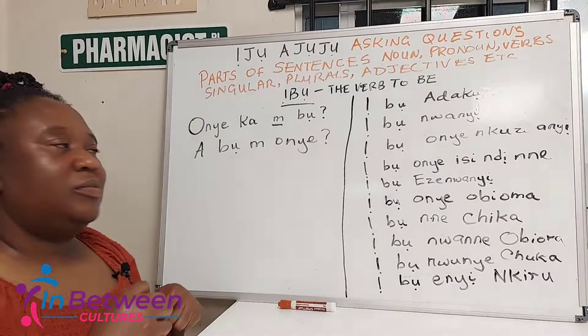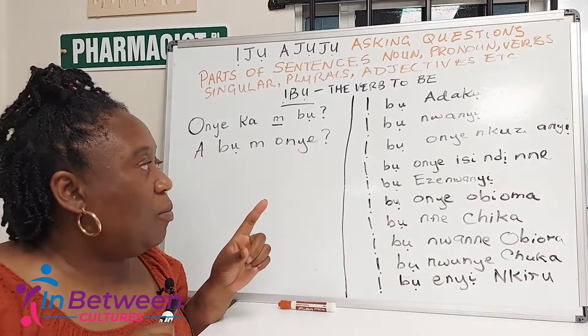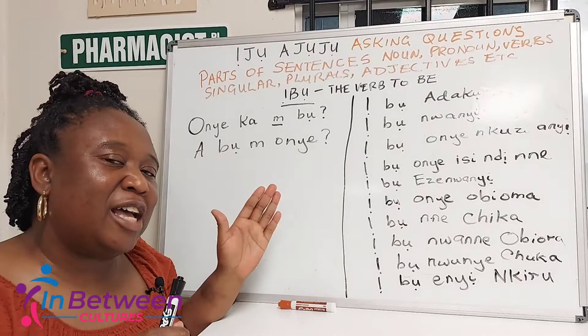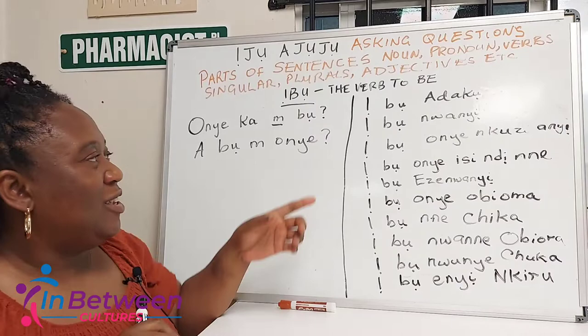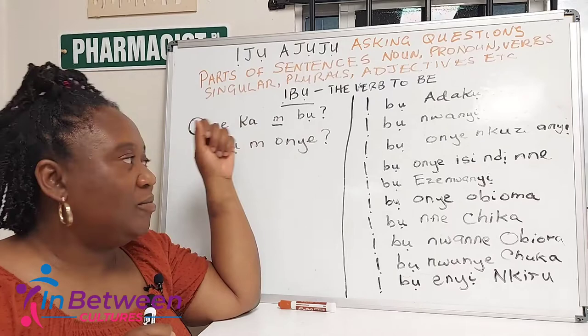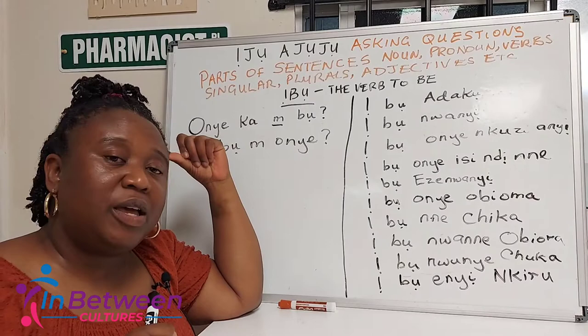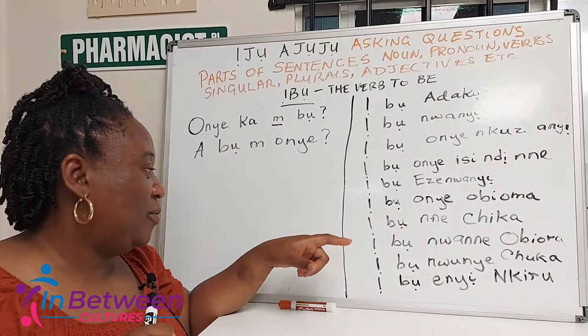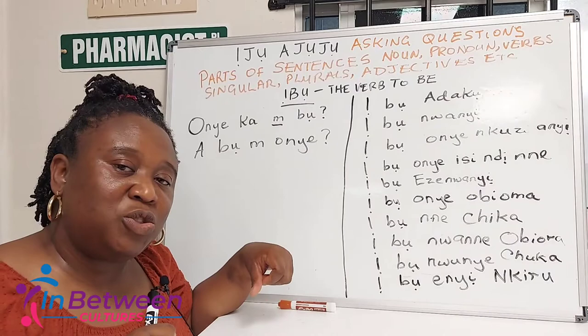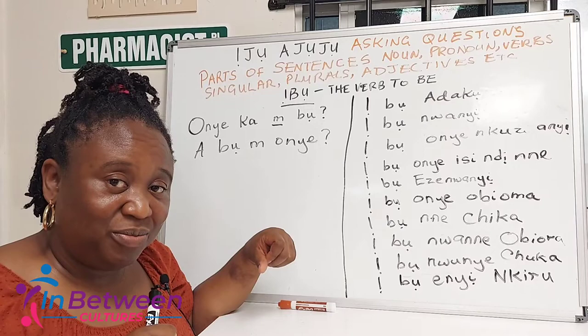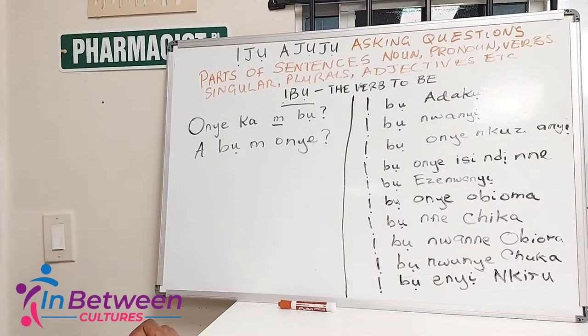I'm going to read these down. Ịbụ Adaku. So this question is actually asking us to explain ourselves, describe ourselves, right? Ịbụ Adaku. Ịbụ nwanyị. Ịbụ onye nkuzi anyị. Ịbụ onye isi ndị nne. Ịbụ Eze Nwanyị. Ịbụ onye obiọma. Ịbụ nwanne Obiora. Ịbụ nwunye Chuka. Ịbụ enyi nke iru. We'll go to the next question and answer.